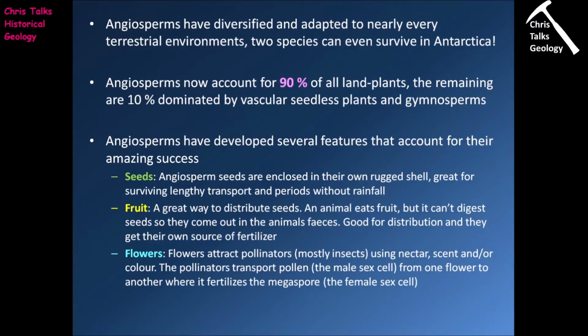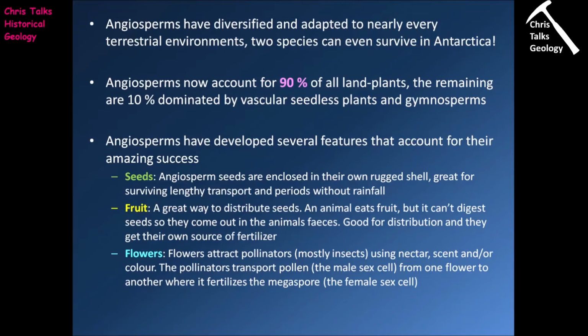So the angiosperms have diversified and adapted to nearly every terrestrial environment. There are even 2 species of them that can survive in Antarctica. So they're a very hardy group. Now, the angiosperms account for approximately 90% of all land plants, with the remaining 10% being dominated by the seedless vascular plants and the gymnosperms.